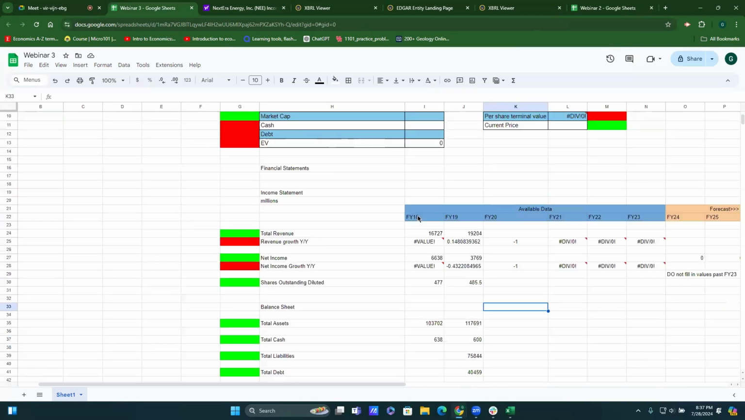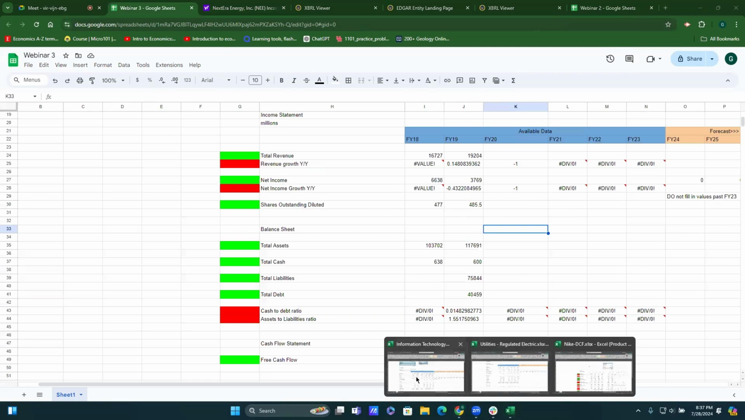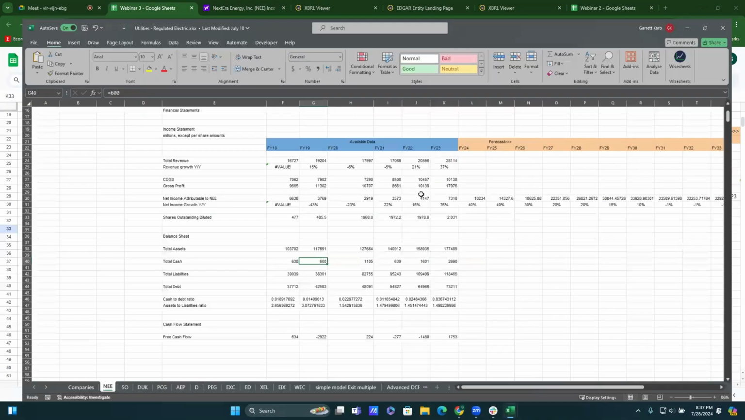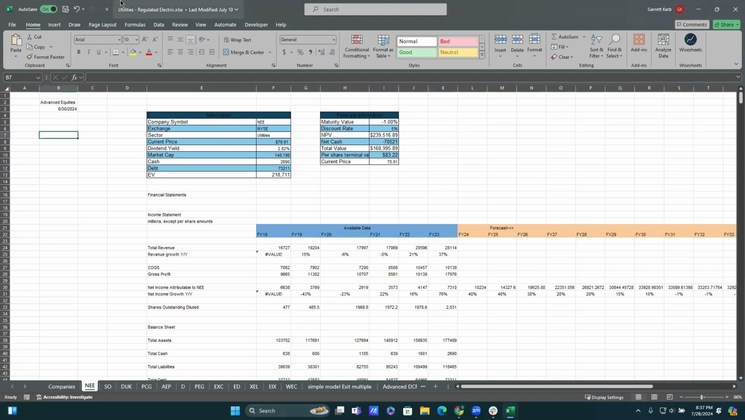All right, so we got NEE. I did say I have it done, so we're just going to look at that. I did it on Yahoo actually. So this is the completed version of NEE. What I did first when doing this was I typed in the company symbol, exchange, NYSE, utilities, their current price, their dividend yield, market cap, cash, debt, EV, right? All important values. I also filled in this forecast information.